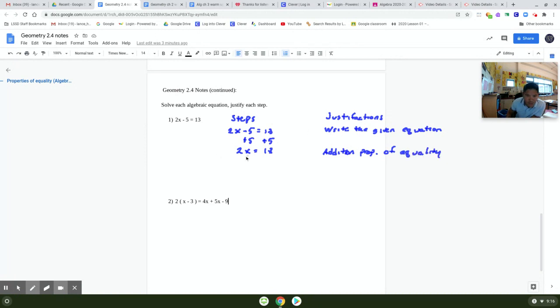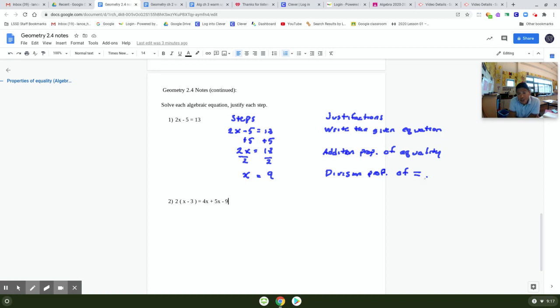And then to solve this for x, divide each side by 2. Left side, you're just left with x. The right side, 18 divided by 2 is 9. That's 9. It might look like a cube. So we use the division property of equality. Again, kind of abbreviating some things here.